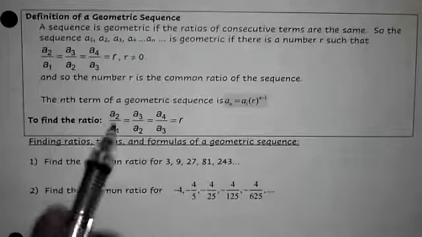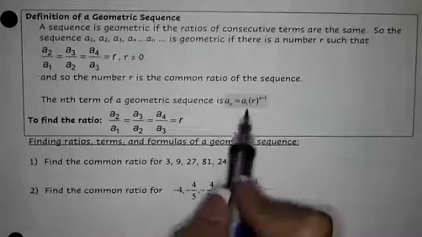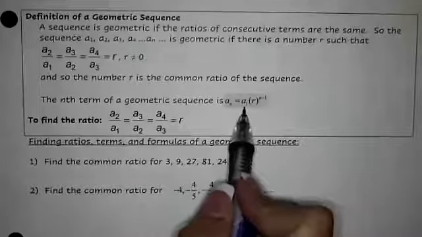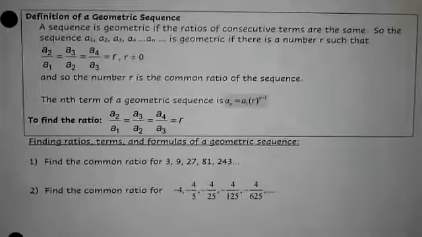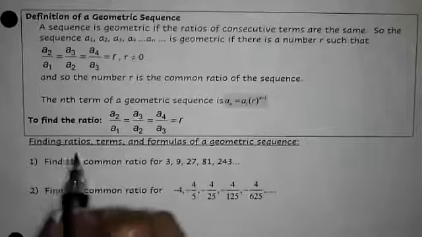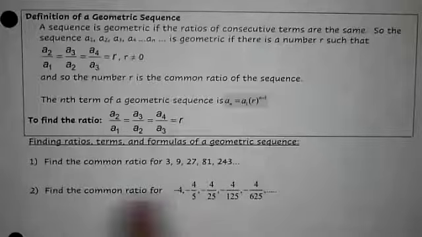You just need to be able to write it. To find the ratio, we divide those to get the r, which would go right here. This is the first term. That goes right here. And then our exponent is n minus 1. You've worked with this equation before. It's an exponential. We just got out of the exponential unit. All right, so finding ratios, terms, and formulas here.